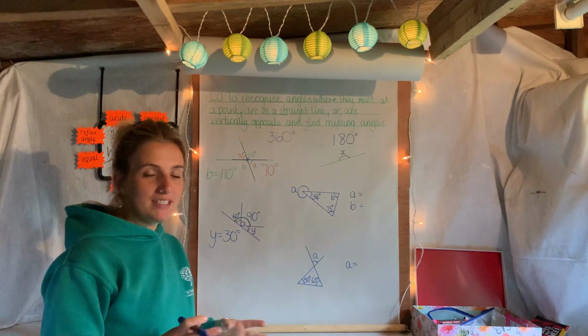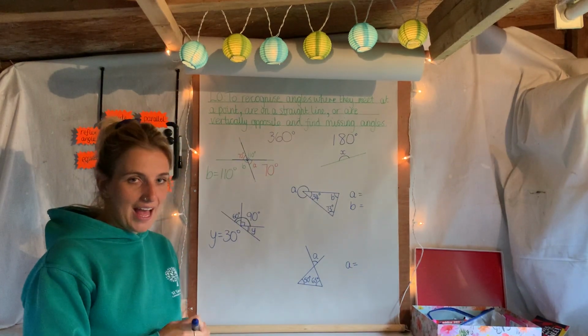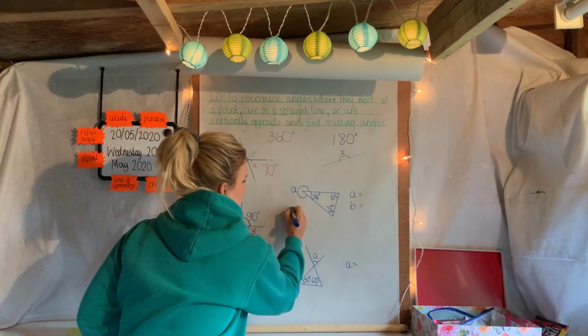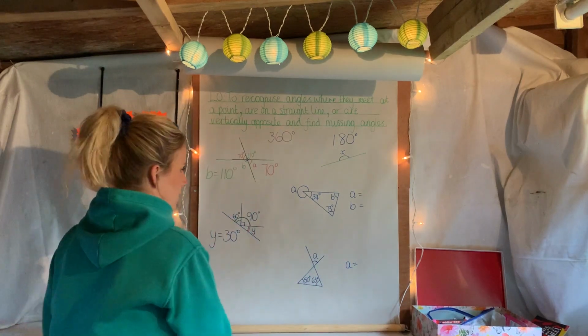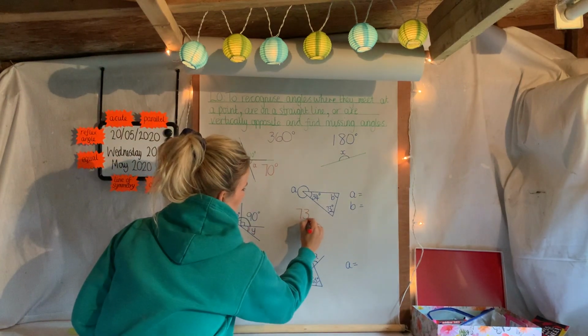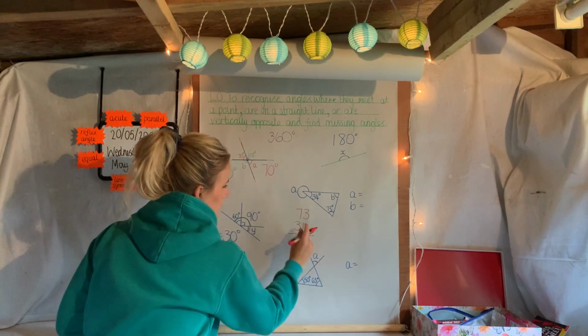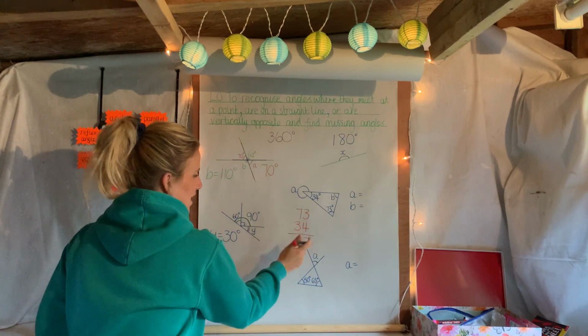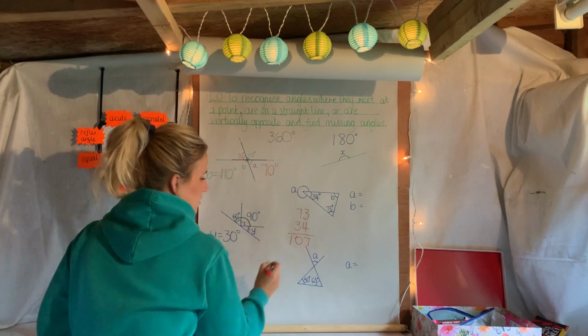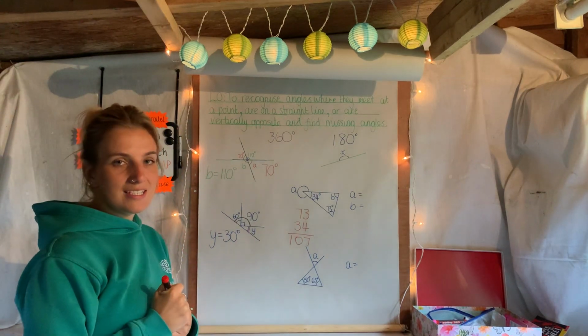You can either do it as a written calculation, if that helps. So I'll do that here just to show you. I'll do it in a different colour. 73 and 34. 3 add 4 is 7. 7 tens add 3 tens is 10 tens. So I therefore have the answer 107.